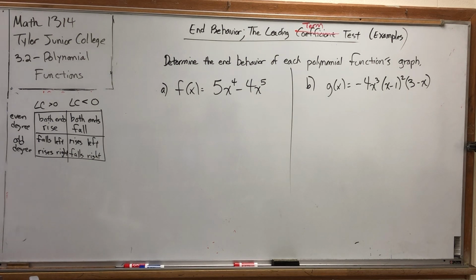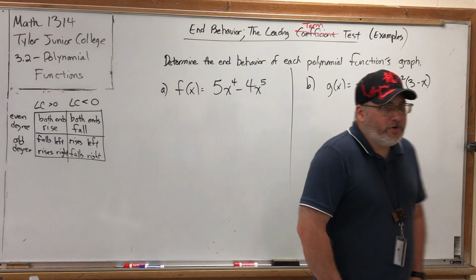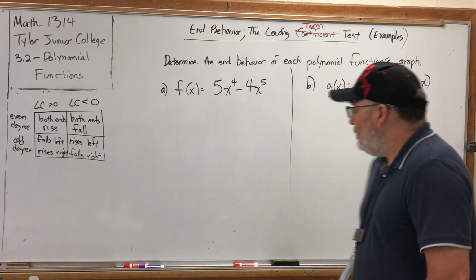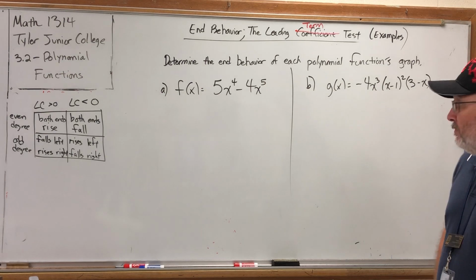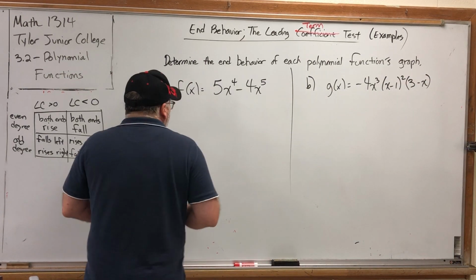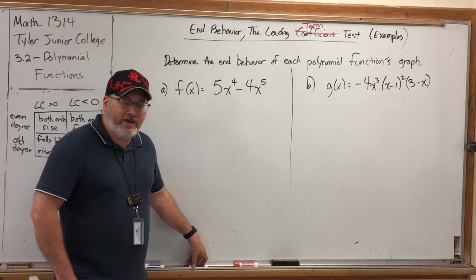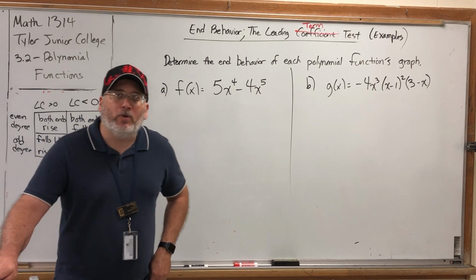Hopefully you paused the video and attempted to determine the end behavior of each of these functions' graphs. But as I warned, I kind of set up a trap on both of them. Because on both of them, it may not be evident exactly what the leading term is. And if you're thinking on the first one, I know what it is, I hope you're right. Because f of x equals 5x to the fourth minus 4x to the fifth only has two terms, the first and the second, but which is the leading term?